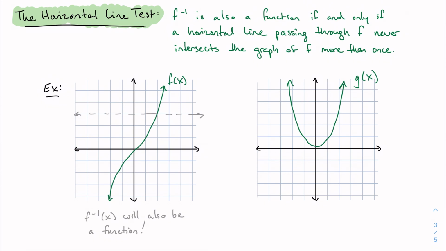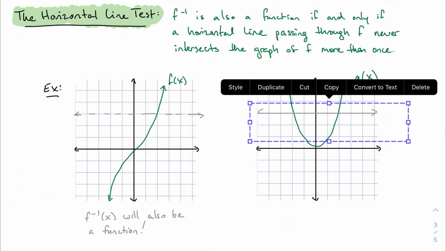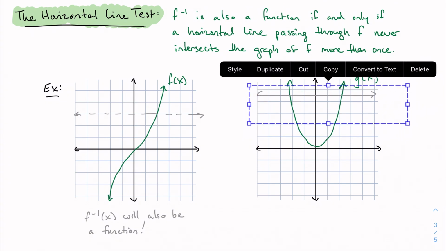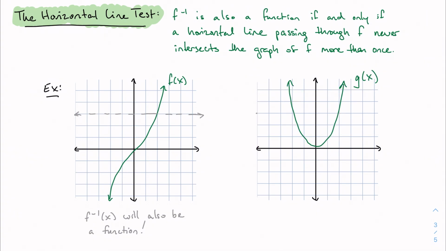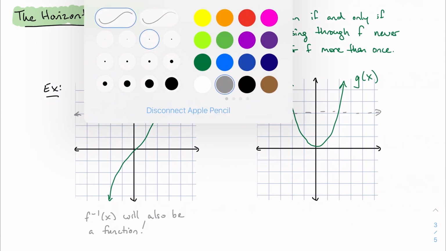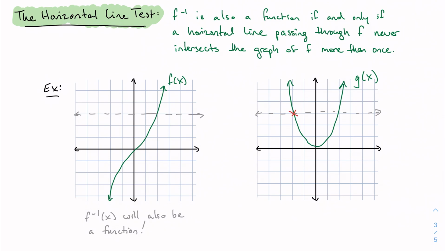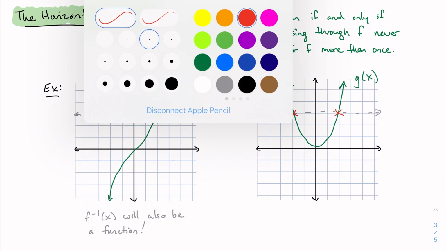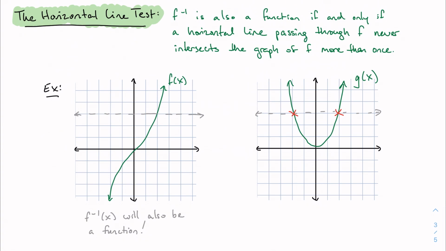However, if I try this with something like g of x, and maybe you can already see it, no matter where I draw this horizontal line, I will always intersect the graph in multiple places, and in this case it's 2 places. So if I draw in this horizontal line here, you notice that I intersect the graph twice, 1, 2. And this tells me that the inverse of this function will not also be a function.